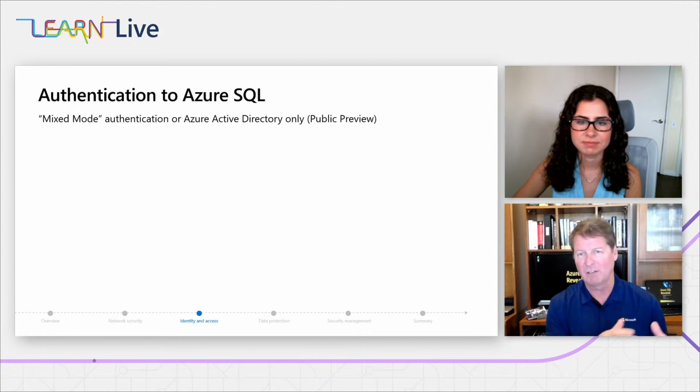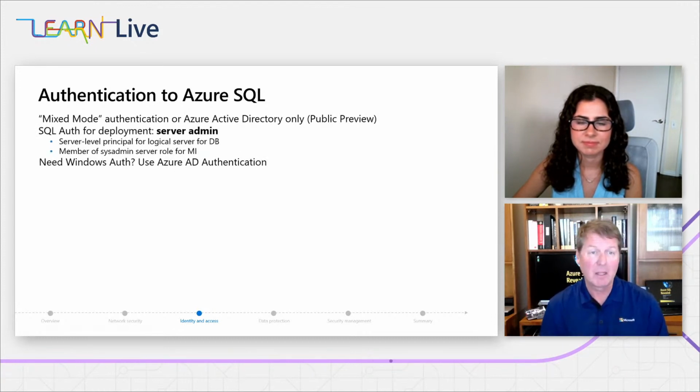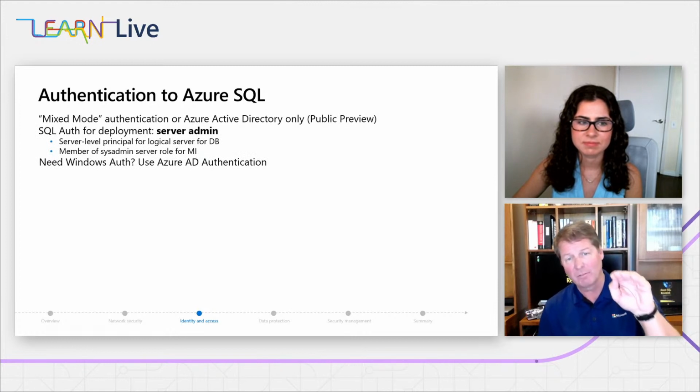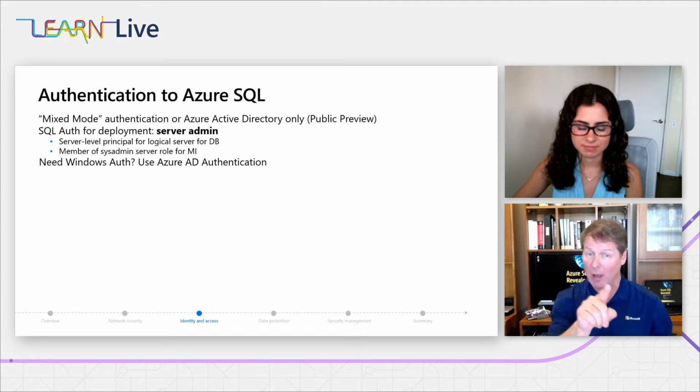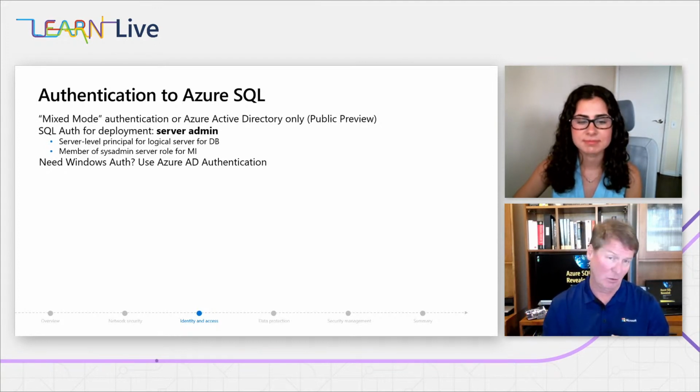And we'll talk about the significance of that in a second. So let's assume you got the mixed mode auth going. You have something called SQL auth for a server admin. So when you actually deploy Azure SQL, even if you have only Azure Directory auth only, you're going to put a server level principal. You're going to put a SQL name and a password.